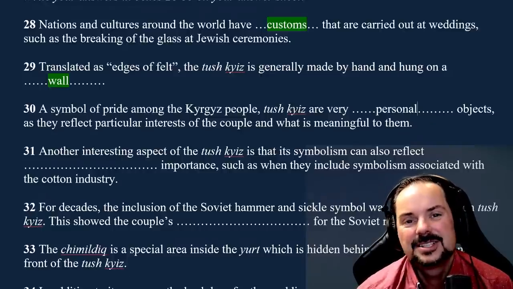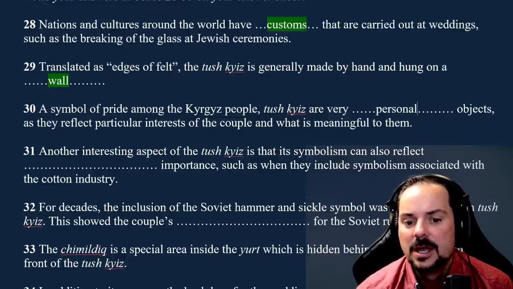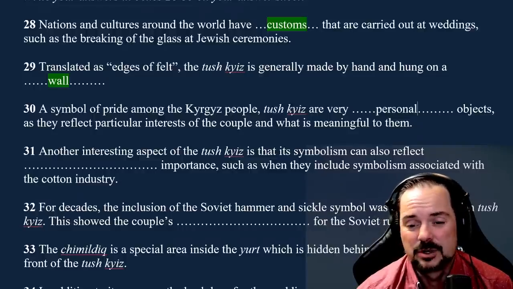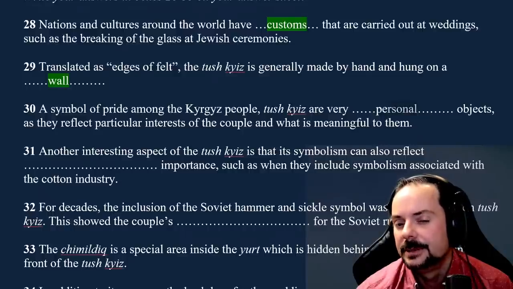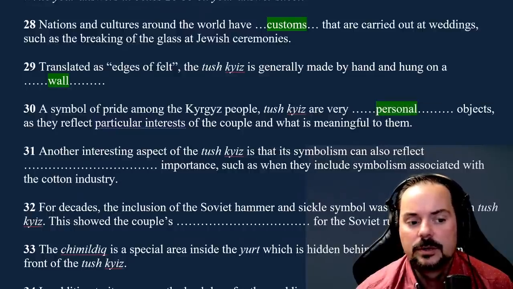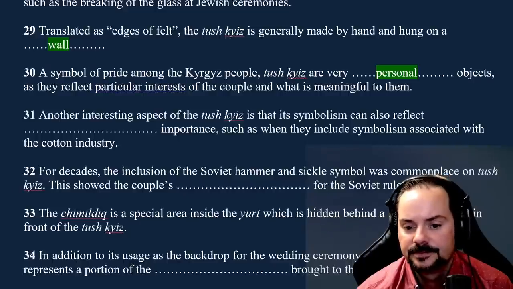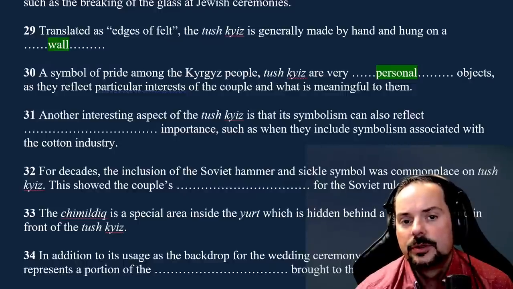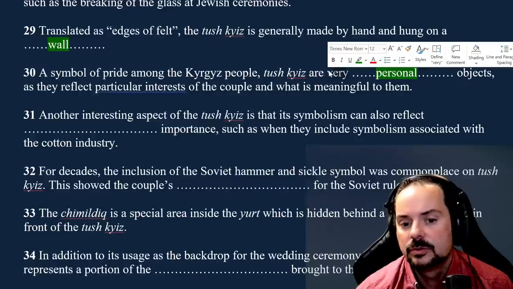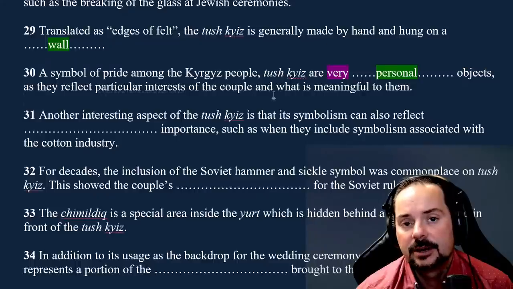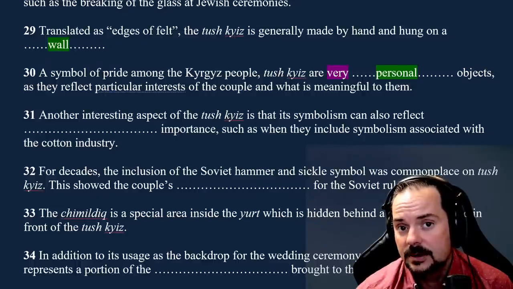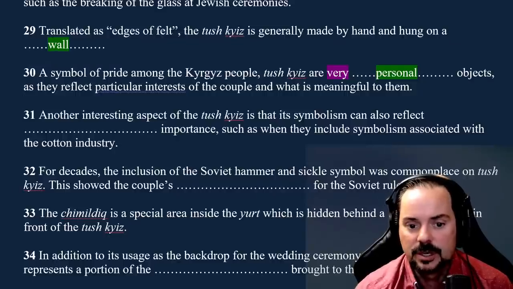So the word important seems like it could be okay here, but that seems a little bit too easy. Okay, IELTS is not that easy, especially not in part three. Sometimes, but that's very rare, you'll have a word like important here. It's going to be something a little bit trickier, a little bit more specific, right? So number 30, can you read that again? A symbol of pride among the Kyrgyz people, Tushkits are really personal objects as they reflect particular interests of the couple and what is meaningful to them. Okay, and that's correct. So the key advice here is really pay attention to the previous word and the paraphrasing. And if it seems too easy, you have to look a second time. Okay, all right, so you gotta be sure.